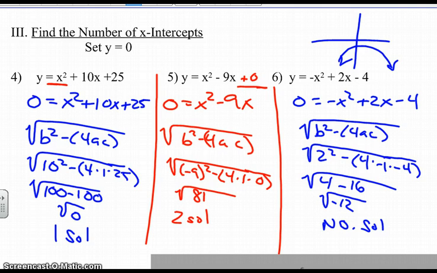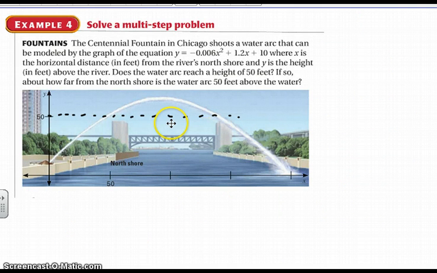Okay? There's an interesting example 4 in this section, which shows the Centennial Fountain in Chicago, which I had a chance to see last summer. Has anyone else seen this? It's like a huge fire hydrant type of thing. It's a pump thing, and it pumps water out of the river and onto the river as an artistic thing. So what does it form? What shape? A parabola, right?